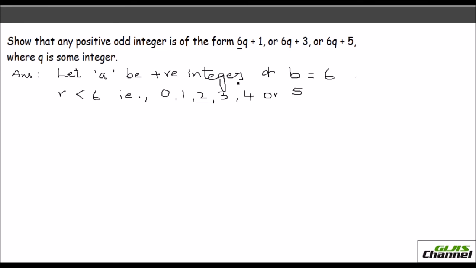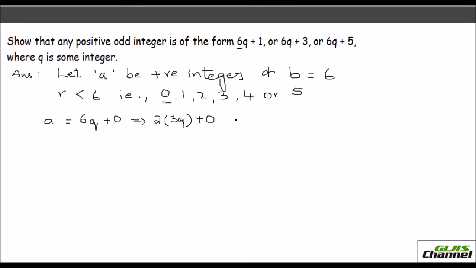Now let's prove. We are not asked to do all the numbers, like, say for instance, I'll do with 0, the first number. When the remainder is 0, what happens? Your a equals 6q, okay? 6q plus the remainder, which is 0 here, right? So this 6q I can write as 2 times 3q plus 0.